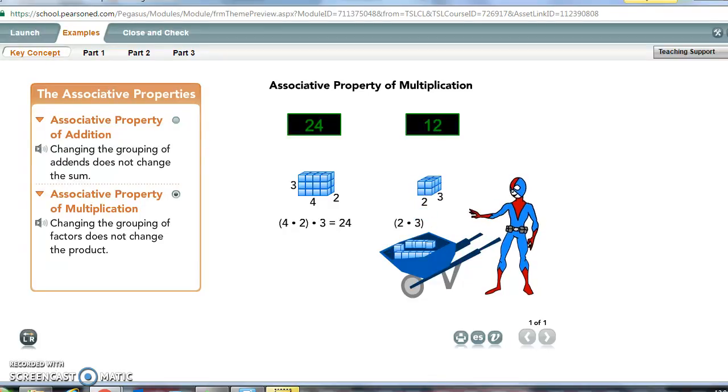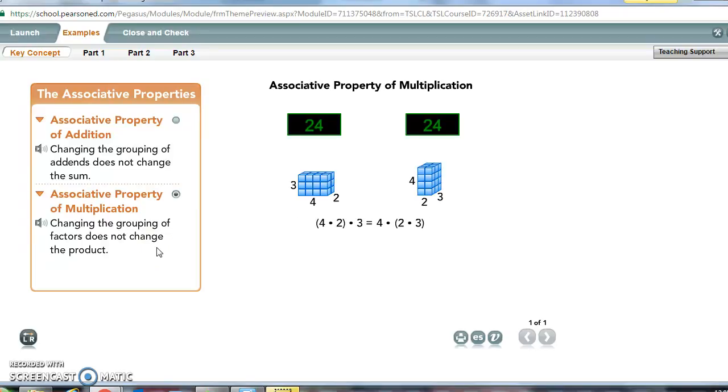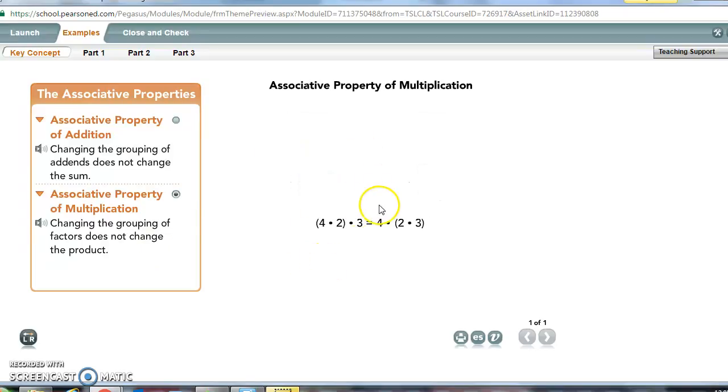After 4 layers of blocks, the wheelbarrow is empty. Both models use 24 blocks. So if you think about PEMDAS, parentheses comes first. They're saying regrouping with parentheses does not change the answer. Equal to each other.